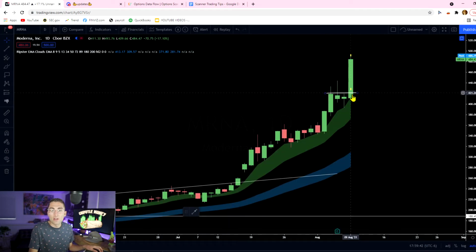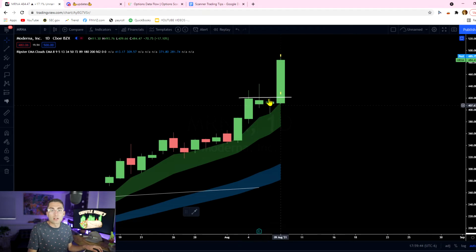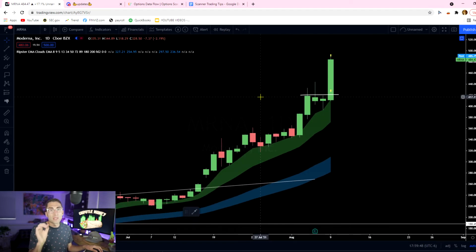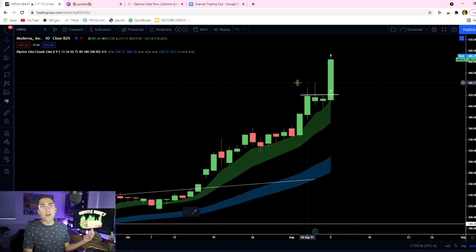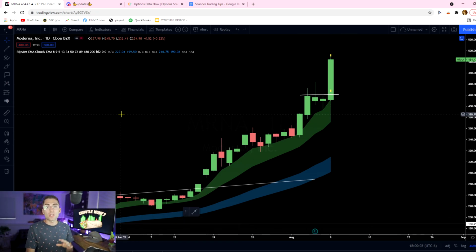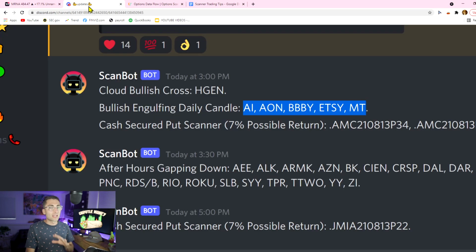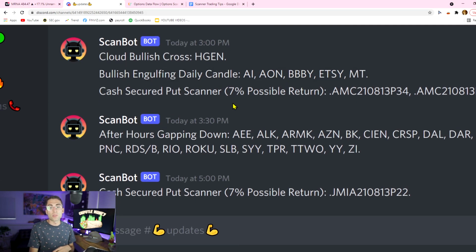mRNA hit the scanner. You can see mRNA engulfed those 2 previous ones and ran all day long. So this is a textbook engulfer. It basically shows what happens when everything lines up. You get the massive run, and this is what 1,000% looks like same day on a Monday, which is crazy. So there's bullish and bearish engulfing, and that's how we look at them. So just flip it upside down if you're curious what happens with the bearish ones.